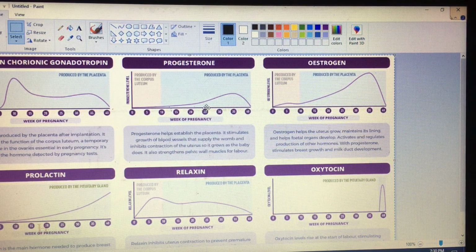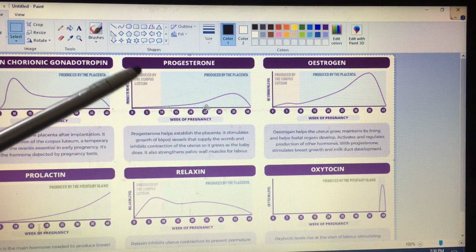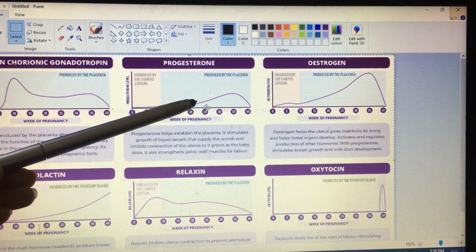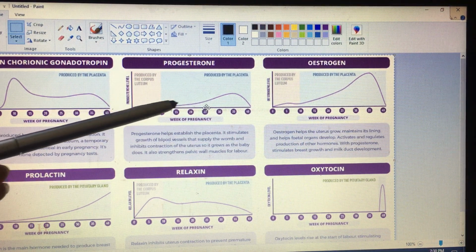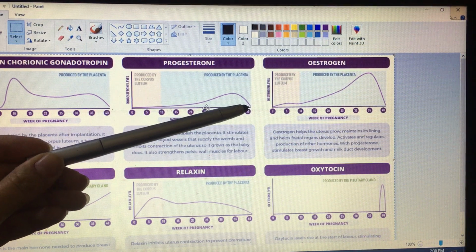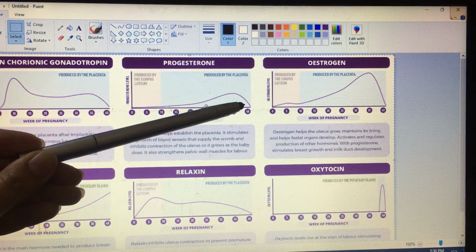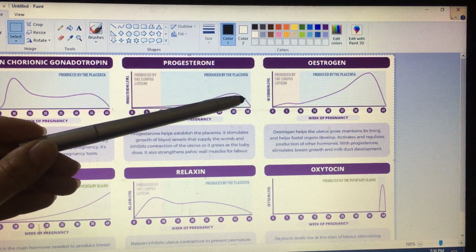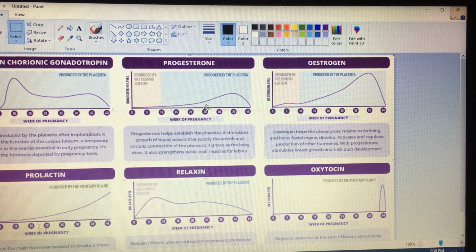So the level of progesterone falls as birth approaches. If you look here at the progesterone, it increases during the pregnancy, but at the end of the pregnancy time and as the birth approaches, the concentration or the level of progesterone falls. So this is the first hormone.